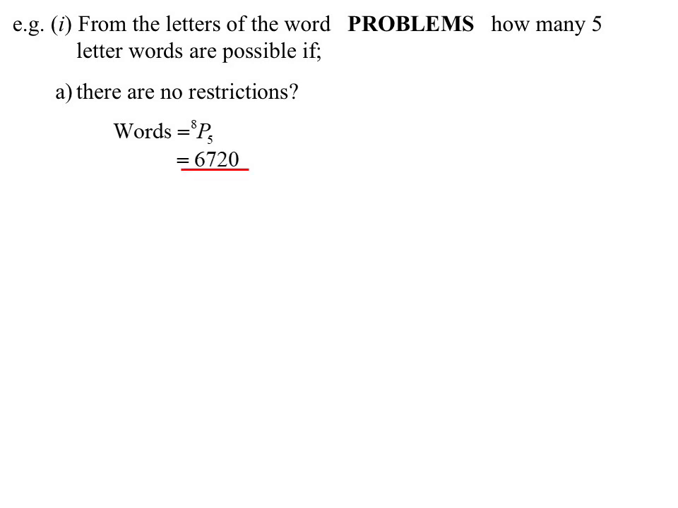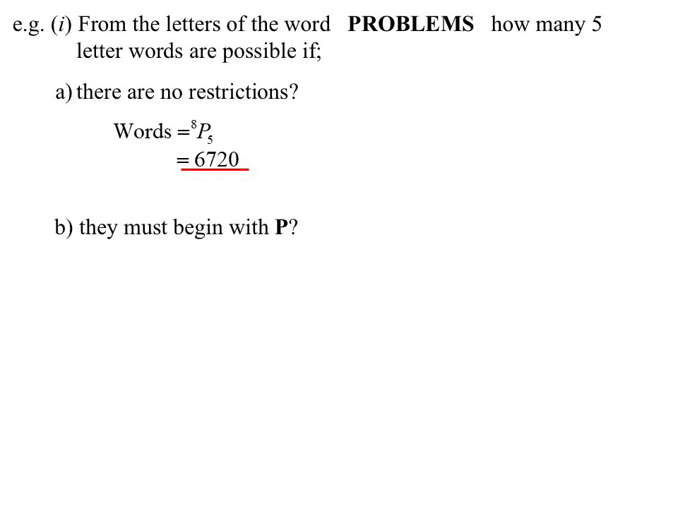So 8P5, which if you press the buttons on your calculator, you'll get 6,720, or if you prefer, it's 8 factorial on 3 factorial, which means the 3 factorial will cancel into the 8 factorial, leaving you with 8 times 7 times 6 times 5 times 4. There's our answer. But hang on, I only want words that begin with the letter P.